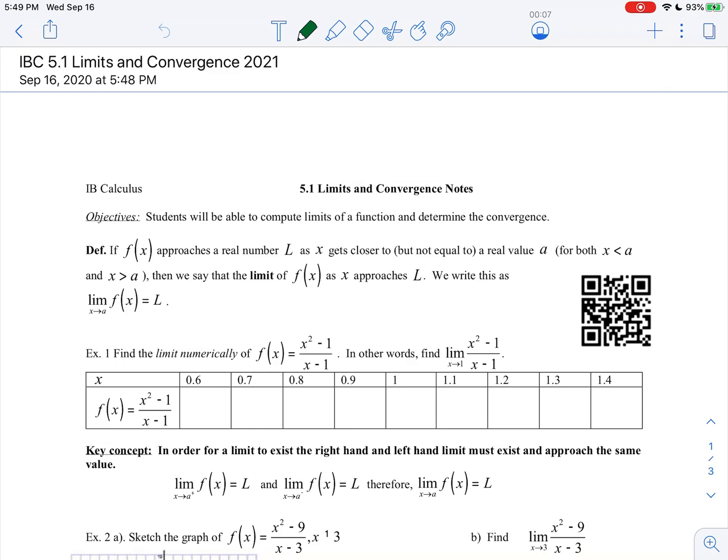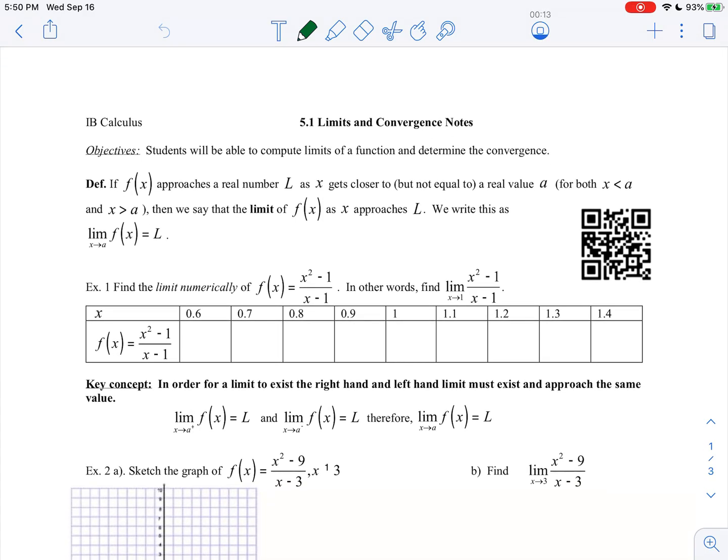So this is your homework to watch this video. 5.1 is on limits and convergence. So we're actually going to begin calculus now. All right, so the objective: students will be able to compute limits of a function and determine the convergence. So we actually did convergence in our sequences unit already.